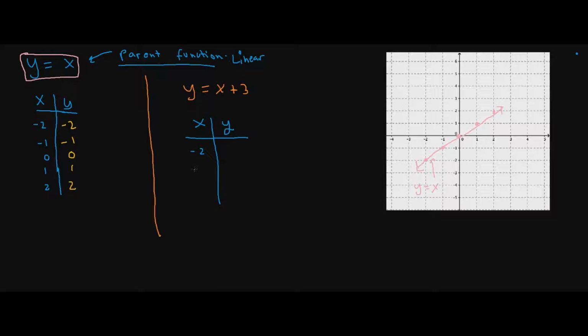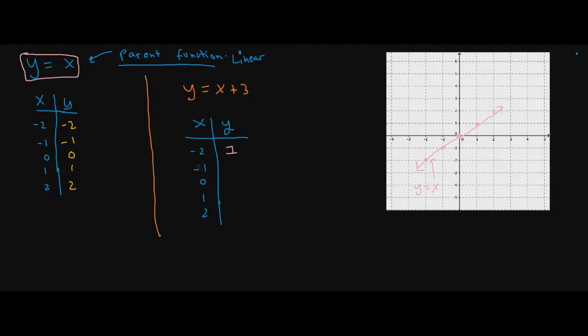So I'll put the same x values. Just like what we talked about before, we have to plug in. We're going to take -2 and plug it in for the x variable. So I'll do it right here, -2 plus 3. I'm just taking the -2 and replacing it for the x, which is right here. And we get +1.